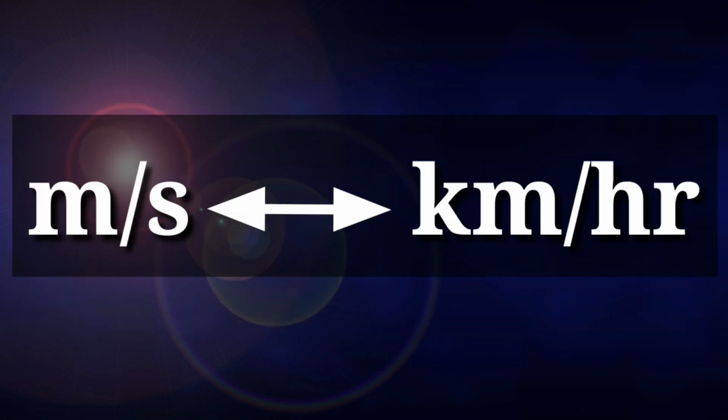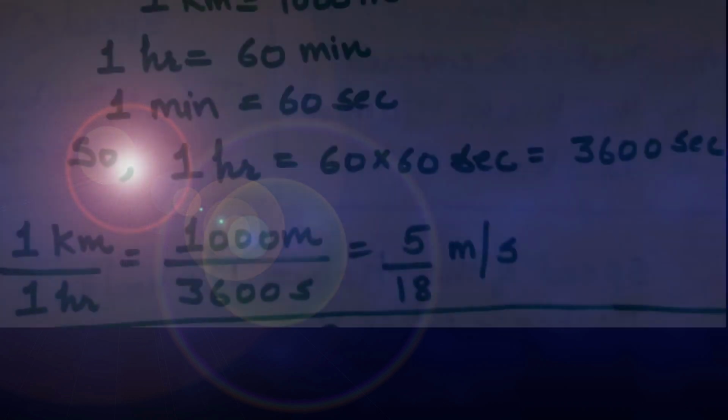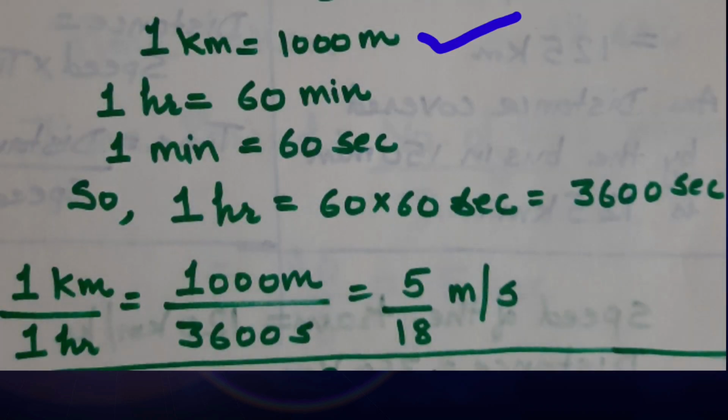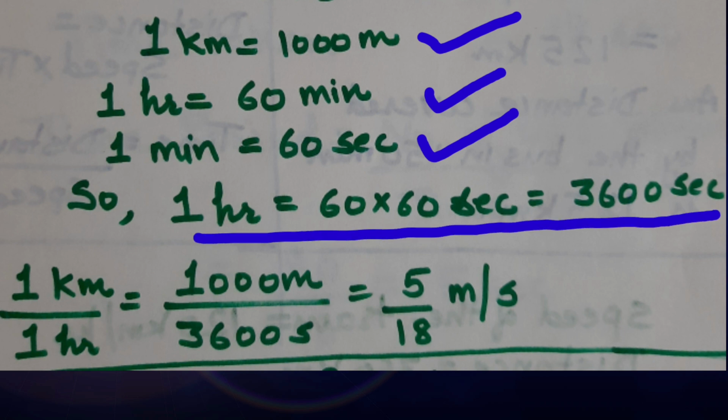Now, generally we need to convert these units in meter per second and kilometers per hour and vice versa. So, let us find out the relation between these two units. We know that 1 kilometer is equal to 1000 meters and 1 hour equals 60 minutes. 1 minute equals 60 seconds. So, 1 hour equals 3600 seconds.